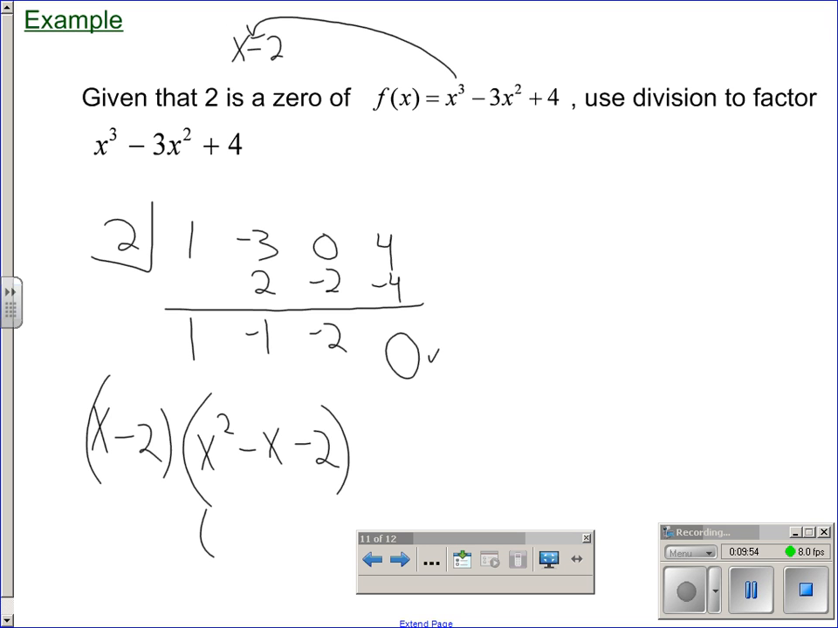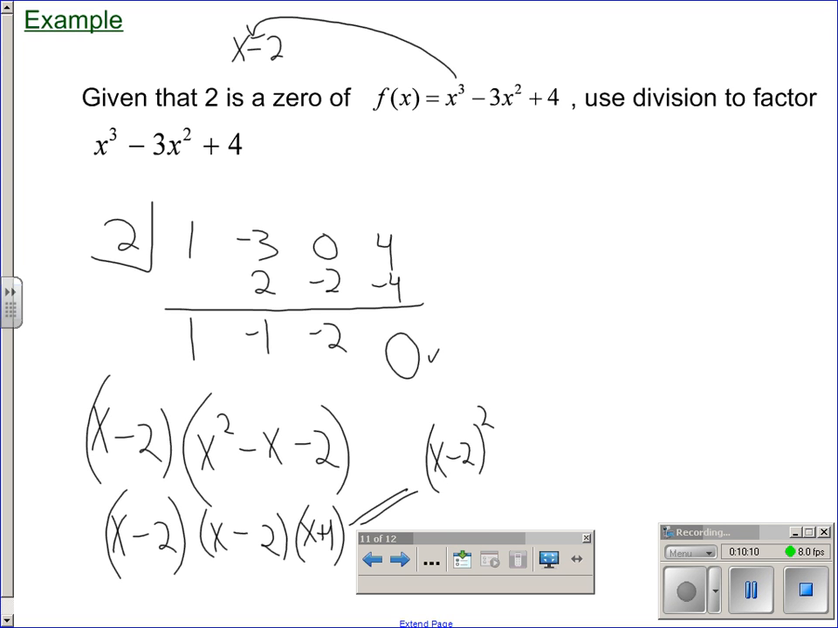I think this factor can be factored a little bit more. We've got x and x, minus 2 and plus 1. x minus 2 happens to be a factor twice, so we could write this answer a little bit better: x minus 2 quantity squared times x plus 1.